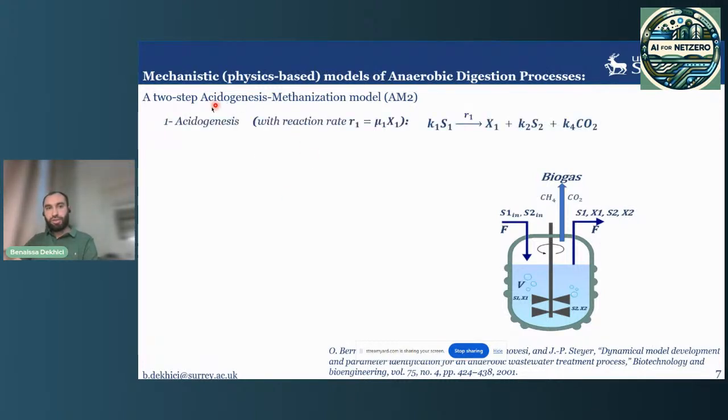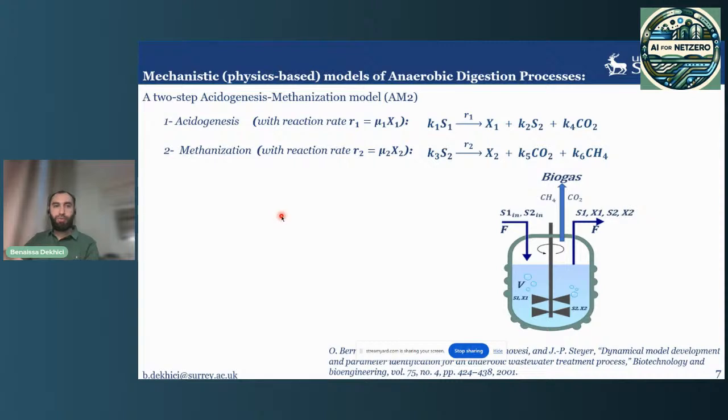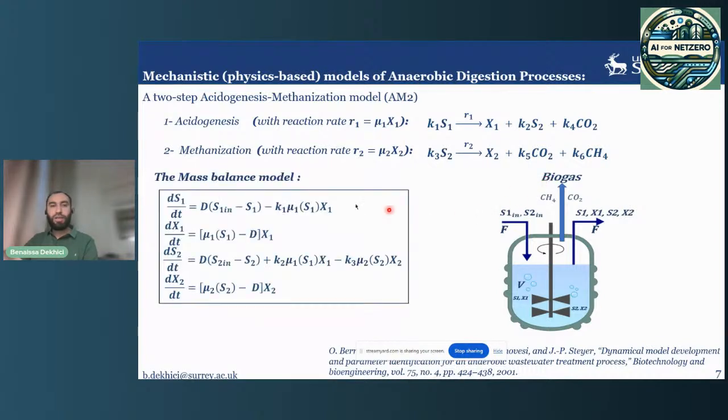So the model is considering the AD in just two steps: an acidogenesis step, where a specific group of bacteria is degrading the substrate, and another group of bacteria called the methanogenesis bacteria that is transforming this other substrate into biogas. The model consists of 4 equations and takes advantage of both Monod and Haldane type kinetics, which makes this model more descriptive compared to the simplest chemostat model.